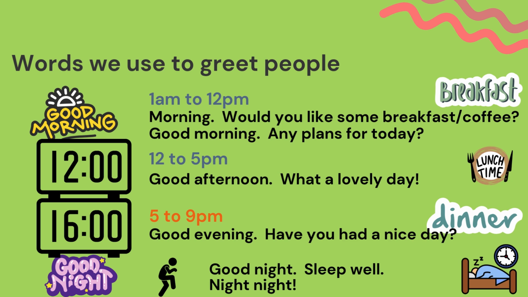And then at 12 o'clock, now it's PM, to 5 PM, we say good afternoon. And we say things like, what a lovely day. People love to talk about the weather. And then from 5 to 9 PM, or 4 or 5 to 9 PM, we say good evening. Have you had a nice day? And that's also when you're going to have your dinner. And then good night. We'll say good night, sleep well, or night night.